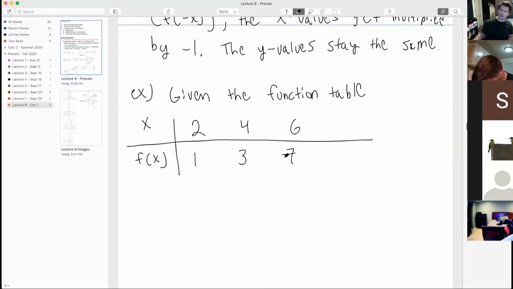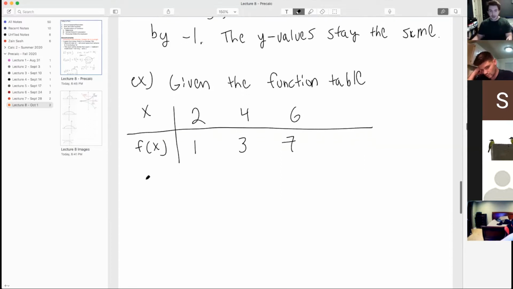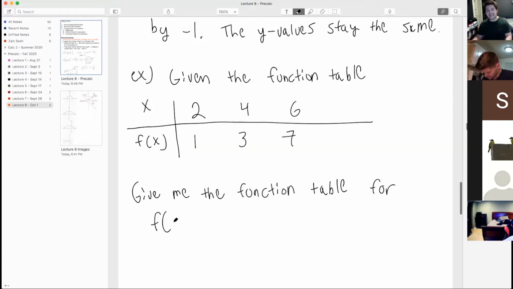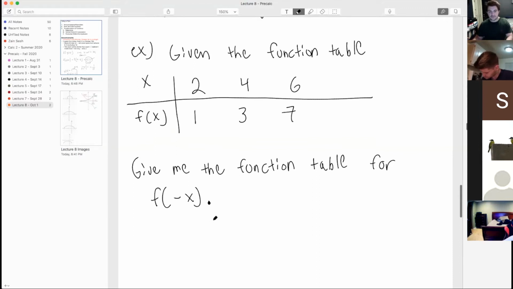I hope we're all comfortable with reading function tables. Essentially, the output 1 is associated to 2. So 2 gets mapped to 1, 4 gets mapped to 3, 6 gets mapped to 7. Now the question is, give me the function table for f(-x).